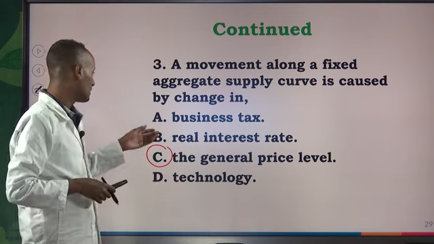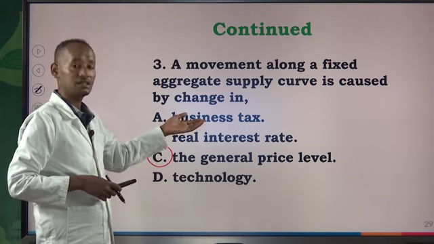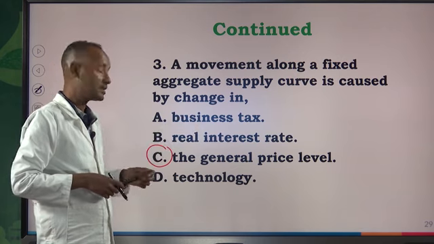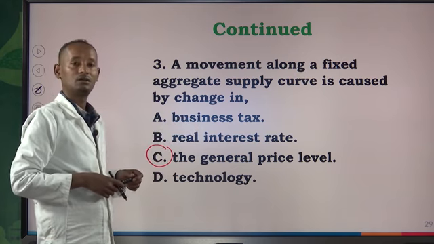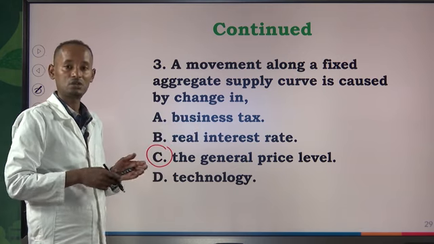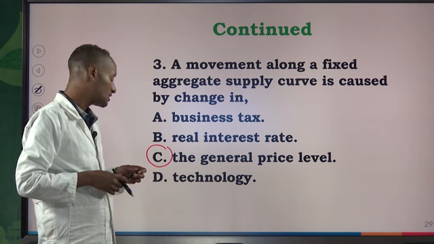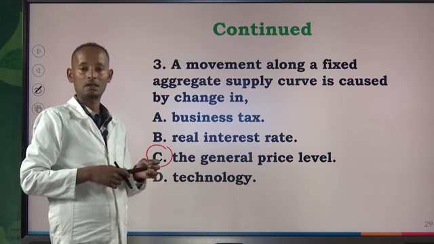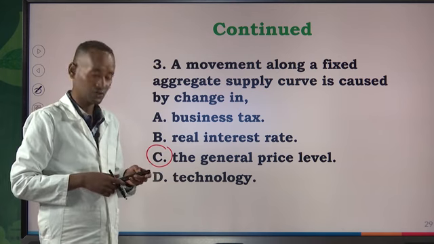For example, business tax shifts the aggregate supply curve either to the left or to the right. The real interest rates shift the aggregate supply curve either to the left or to the right, and even technology shifts the aggregate supply curve either to the left or to the right.